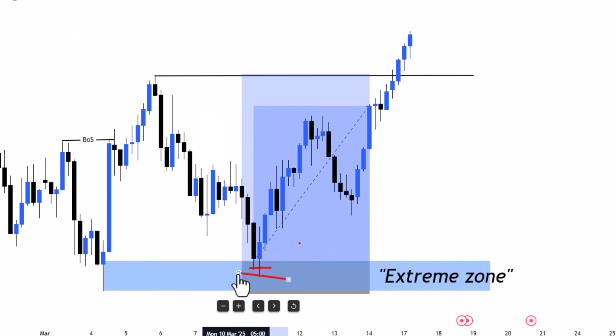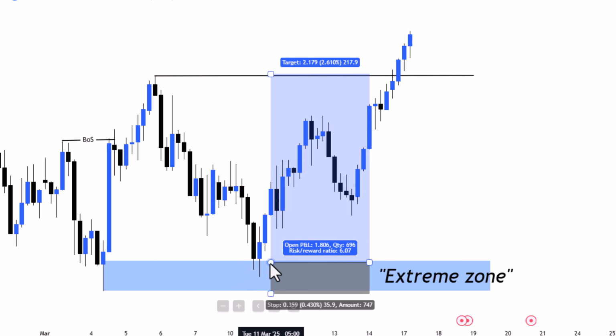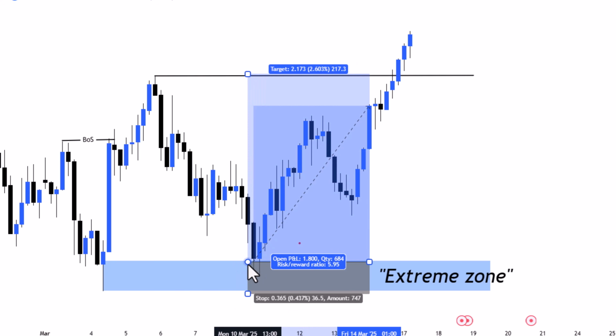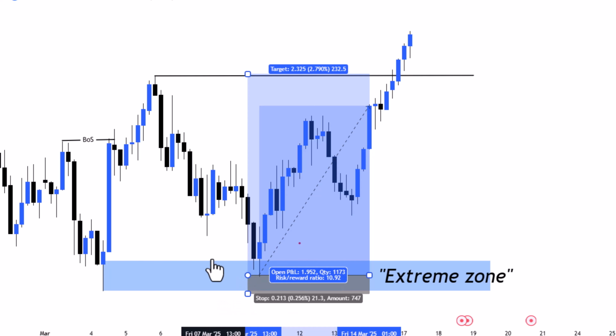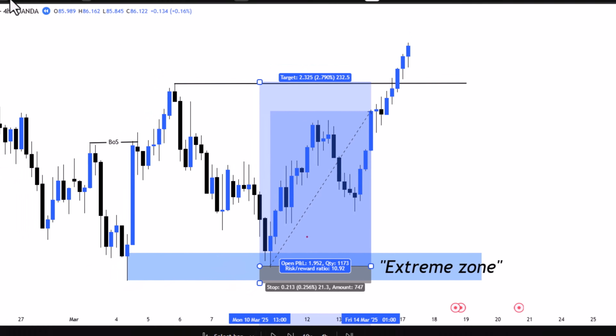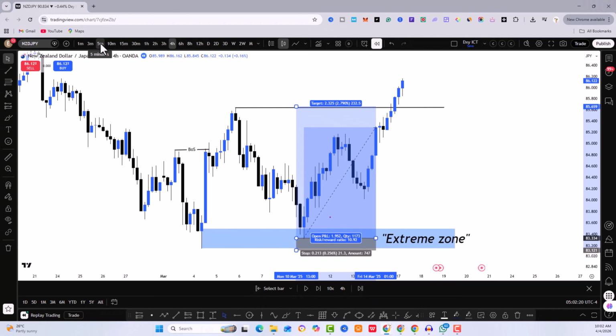Now, there's one thing you've got to watch out for when refining zones, and that's over-refinement. You don't want to refine your zones too far. You might be thinking, if we go from the 4-hour to the 1-hour and it tightens the zone, giving us a cleaner entry, why stop there? Why not drop down to the 5-minute or even the 1-minute? Surely we'd get an even smaller zone inside the bigger one, right?